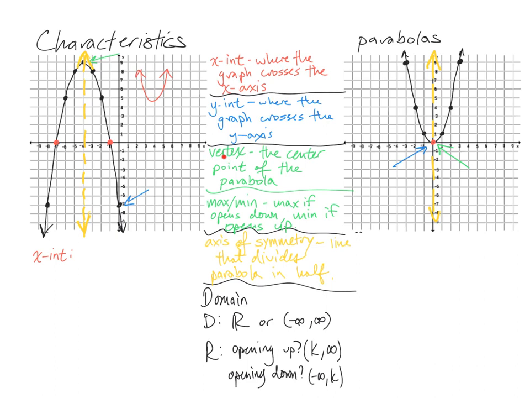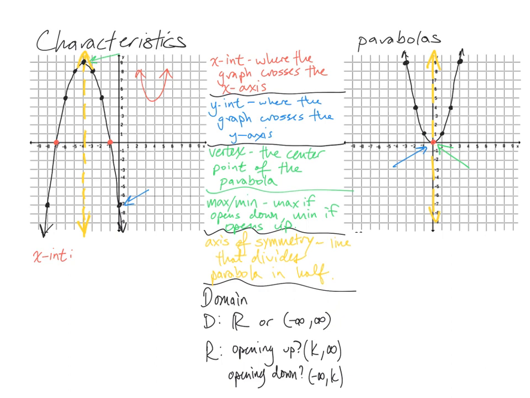The next bit of information we have here is the vertex. That is the center point of the parabola. So the center point of the parabola is up here. It's a little bit hidden. Let me darken that dot. There we go. So this is the vertex up here. You can tell, again, green text, green arrow. And the vertex over here, again, is going to be this point right here.